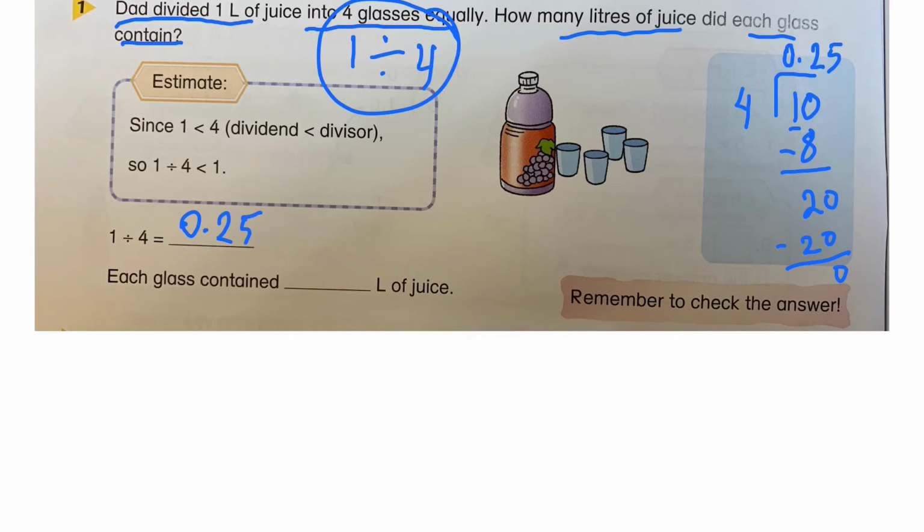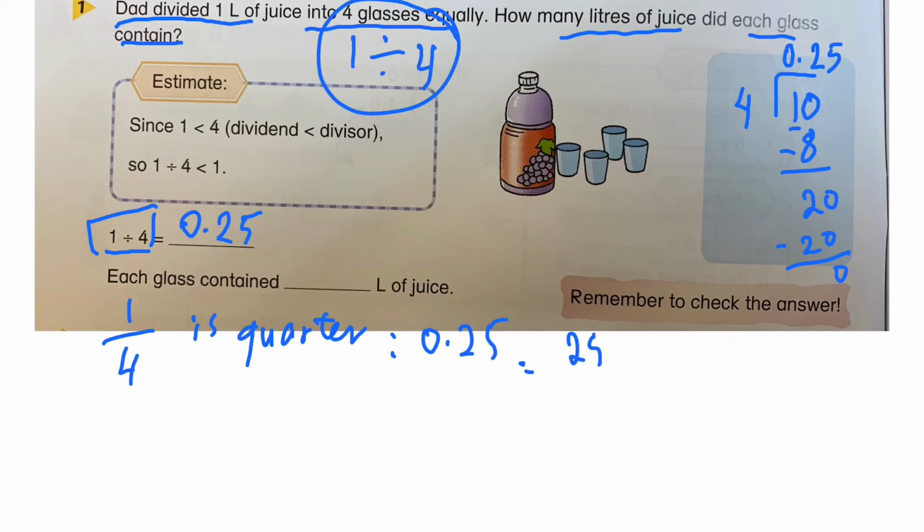Indeed, it is good to see here 1 out of 4. Indeed, it is a quarter. 1 out of 4 is a quarter. It means 0.25, because 0.25 means 25 out of 100. It is also a quarter. So each glass contains 0.25 liter of juice.